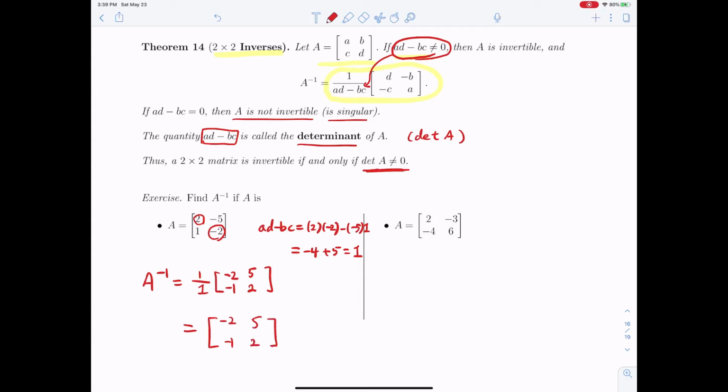Okay, for the second matrix, if we calculate the determinant of A, then it is defined as AD minus BC, which is 12 minus negative 3 times negative 4, which gives 12 minus 12, which is 0. So we can conclude that the inverse matrix does not exist.